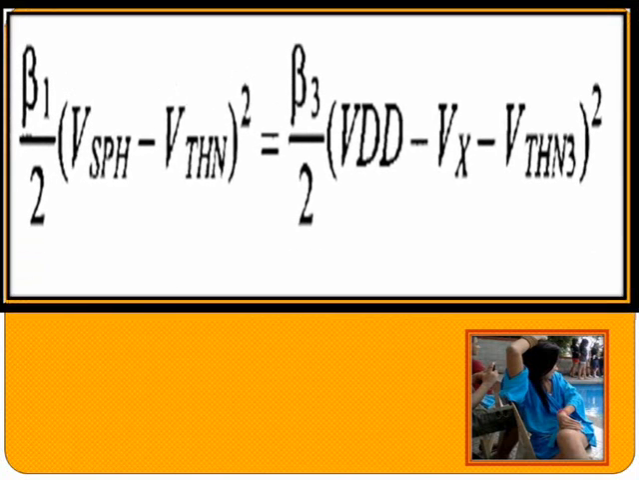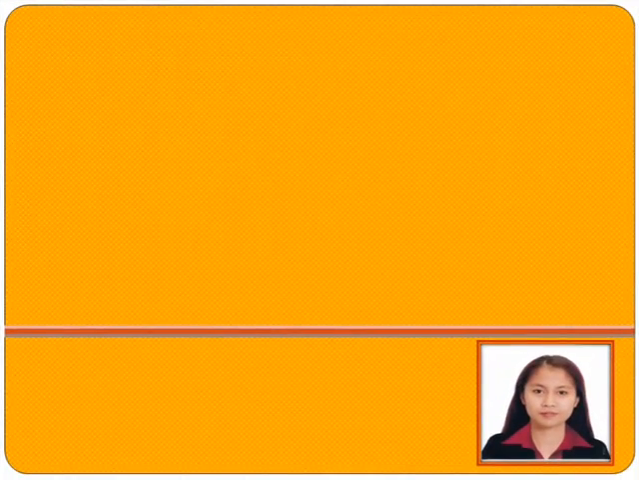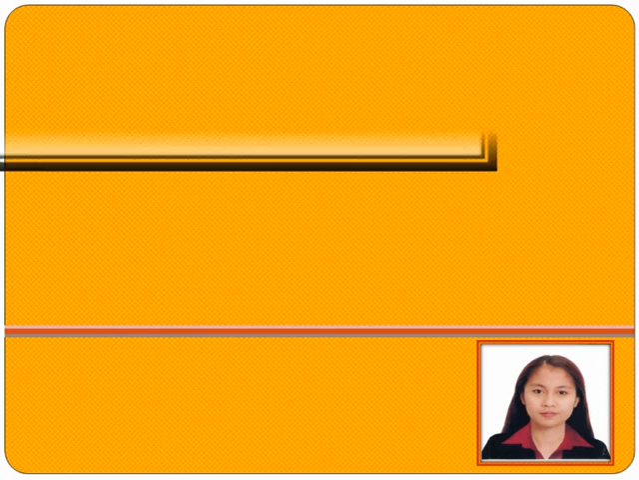When the last equation is valid, the currents flowing in M1 and M3 are essentially the same. Equating these currents gives the first equation, which is Vin equals VSPH equals VTHN2 plus Vx. Since the sources of M2 and M3 are tied together, VTHN2 equals VTHN3. The increase in the threshold voltages from the body effect is the same for each MOSFET.